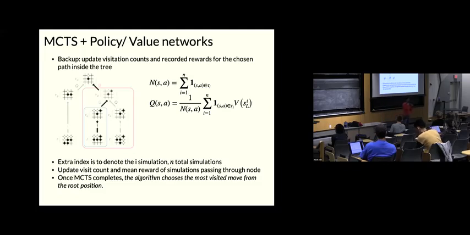Before, we were using only the rewards, whether I won or not at the end of the rollout. Now we use the value of the leaf, which is a weighted sum of whether I won or not, plus the evaluation of that leaf node from my value network. Is that clear? Any question here? And that's it. That's the end.